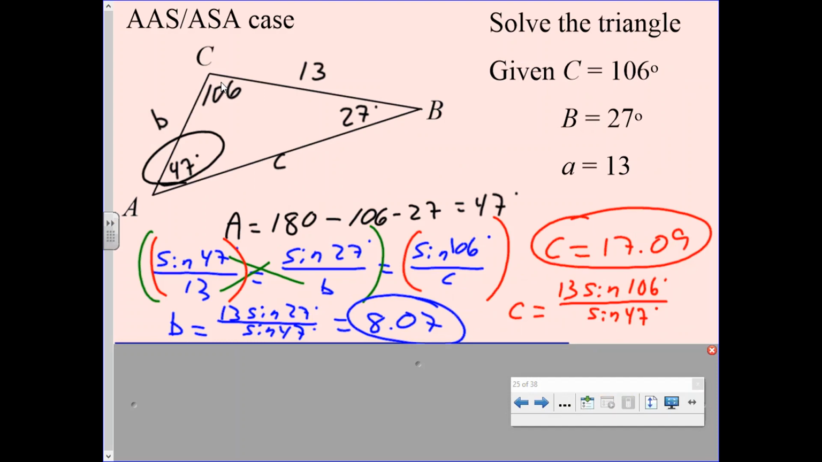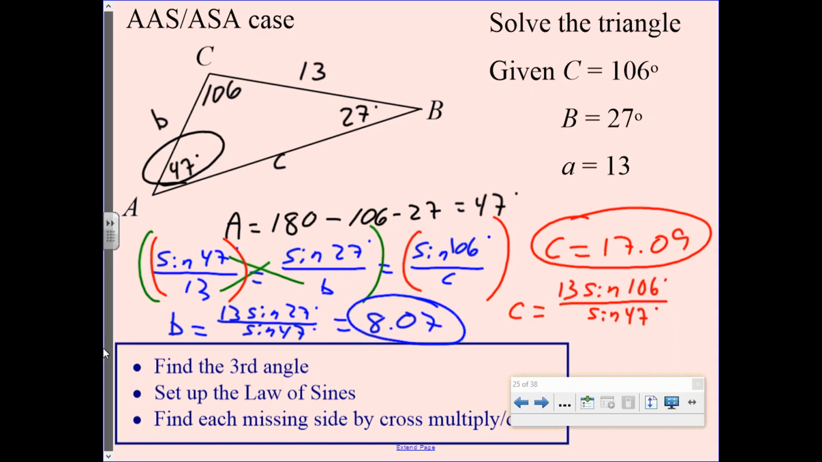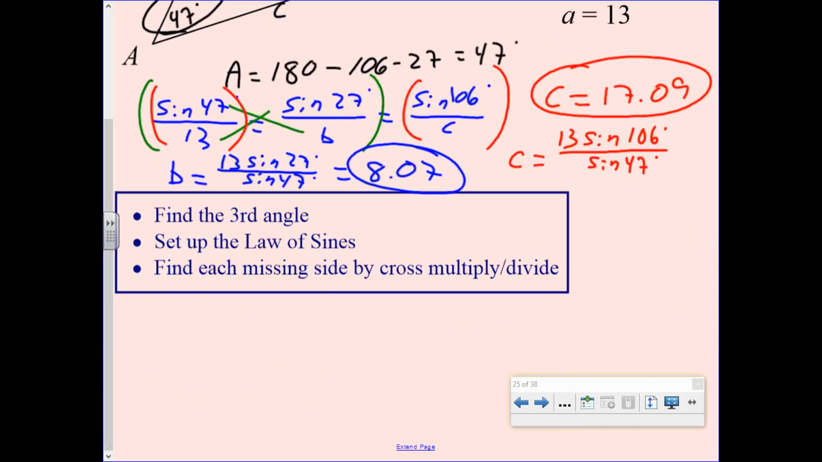Okay, so when you have any two angles and any one side, what is the process that we go through here? Well, it's these steps right here. So we go and find the third angle first. That's easy, just by subtracting from 180. You set up the law of sines, and then you find each missing side by doing the cross multiply divide trick.